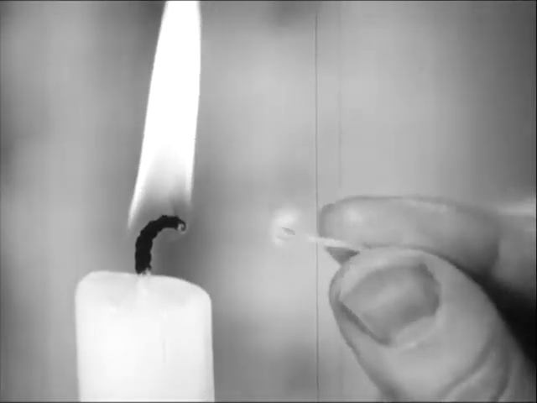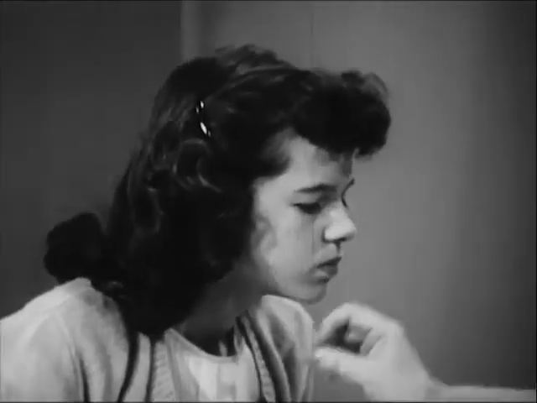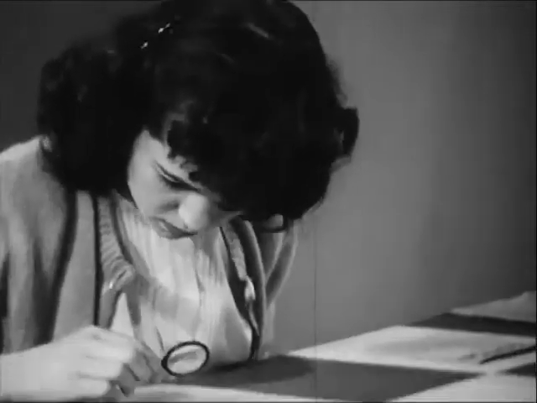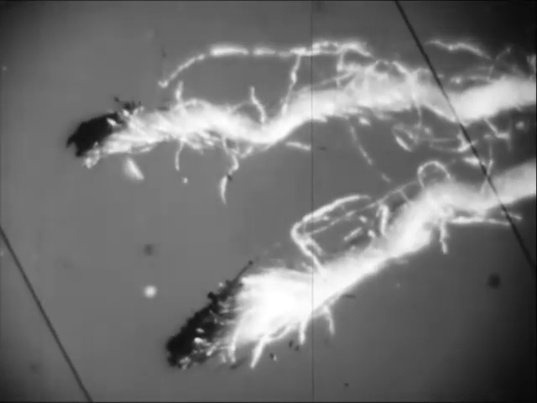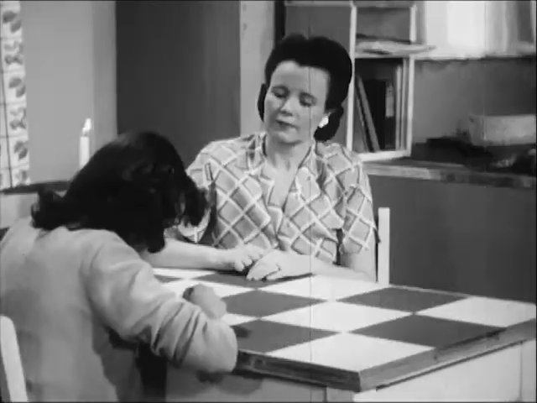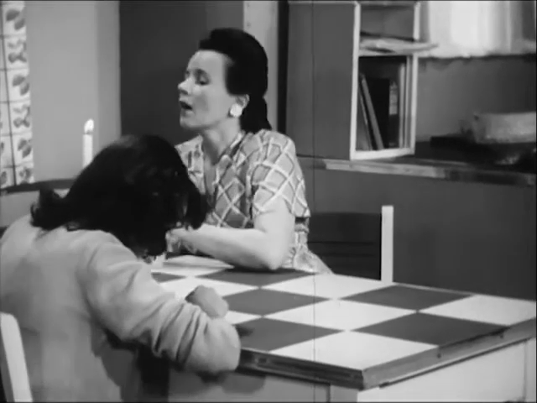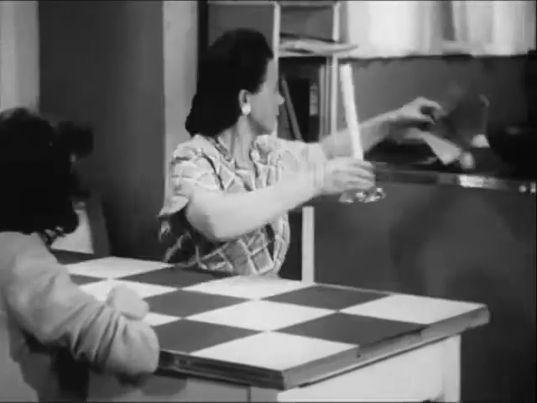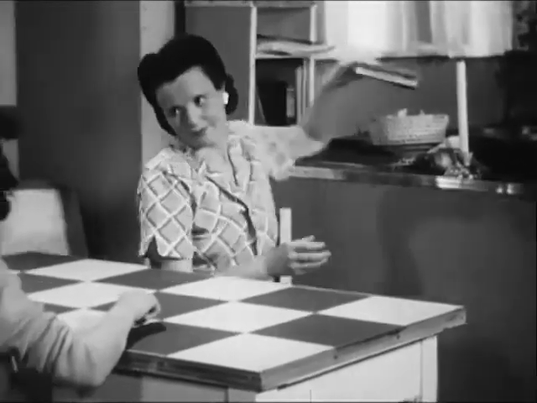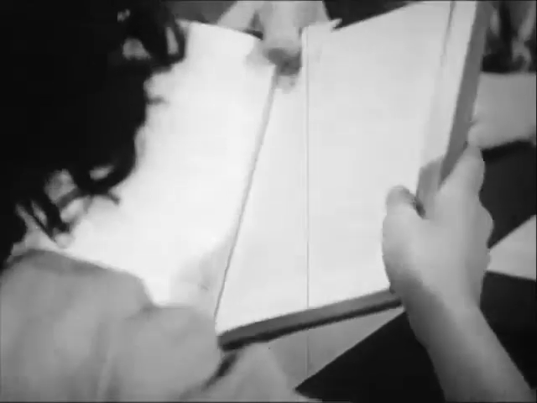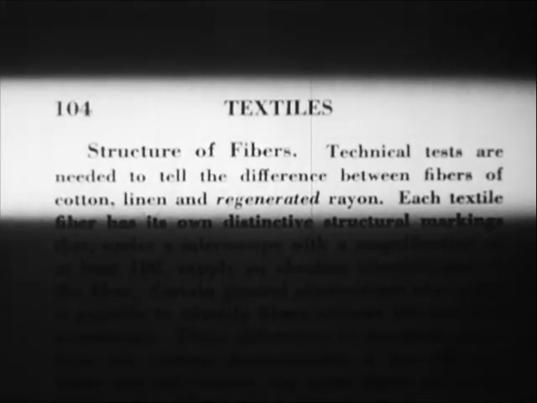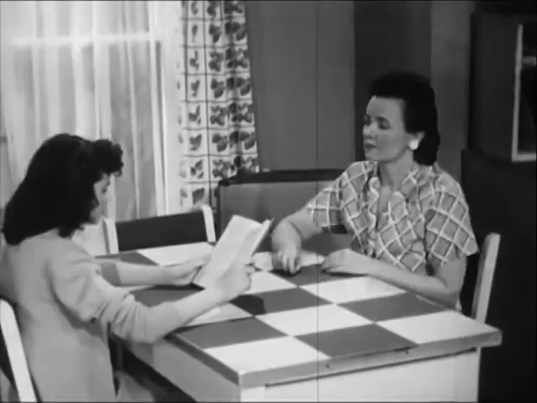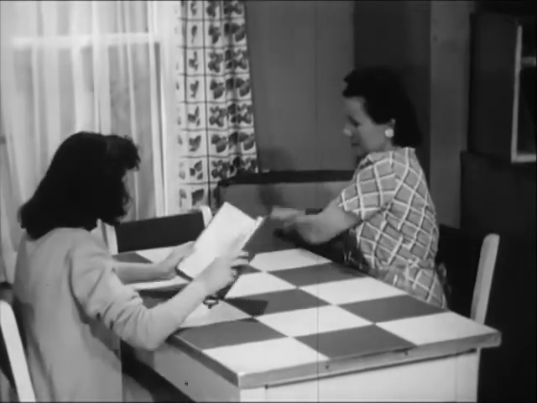Now let's test the cotton yarn. Cotton smells like burning waste paper. No black or brownish ball, though. Nothing much but scorched-looking ends. You yourself can make the simple test to distinguish wool and acetate rayon. But the results from burning cotton are the same as from 2 other fibers, linen and regenerated rayon. Mrs. Adams' book on textiles says that technical tests are needed to tell the difference between fibers of cotton, linen, and regenerated rayon. So labels on cloth are important.